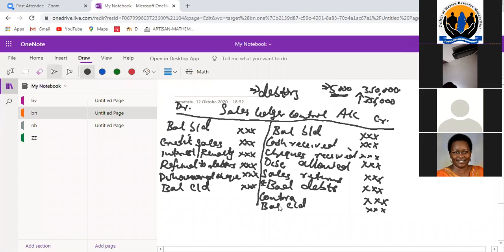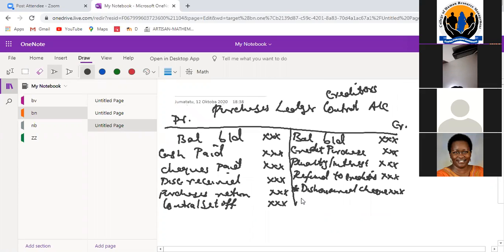But realize this, in the question you will be given the closing balance, but they normally change the position. If it was on the debit side, you bring it on the credit side. If it was on the credit, you put it on the debit. The same case happens here. You finish by having the balance carried down, so that the two sides are going to have the same totals. And you finish by that.